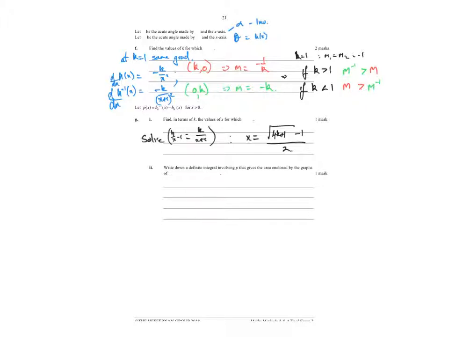The inverse function is bigger if x is bigger, so therefore p is greater than 0 if x is greater than square root of 4k plus 1 minus 1 over 2. Okay.